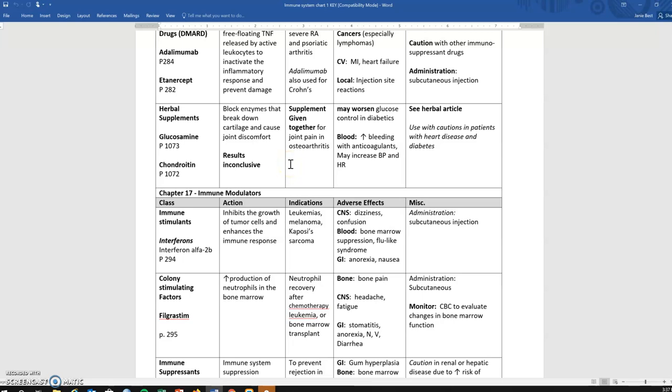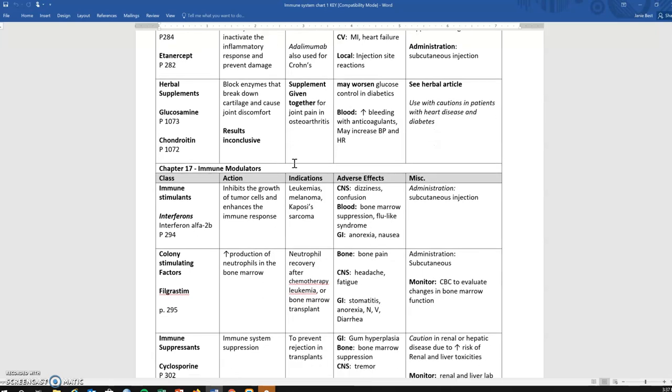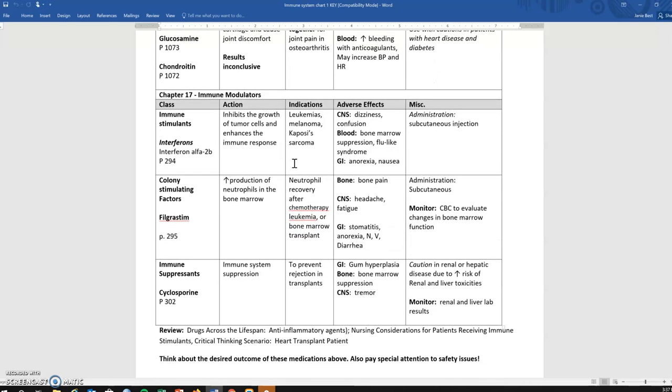But for individuals who are diabetics, they may worsen your glucose control, and if given with anticoagulants, they increase the risk of bleeding in these individuals. So they need to be used with caution with patients with heart disease and diabetes.